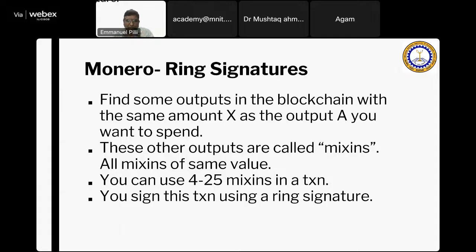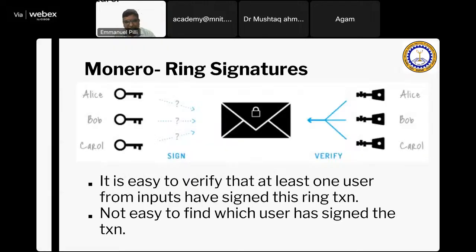Let us say you want to spend, and then you can create mix-ins. All mix-ins will be of the same value. You can use 4 to 25 mix-ins in a transaction. So you can send 4 transactions or 25 transactions of the same modified version of the transaction, and one of the transactions is correct. All the other transactions are already unspent transactions. So you can sign this using what is called a ring signature, right?